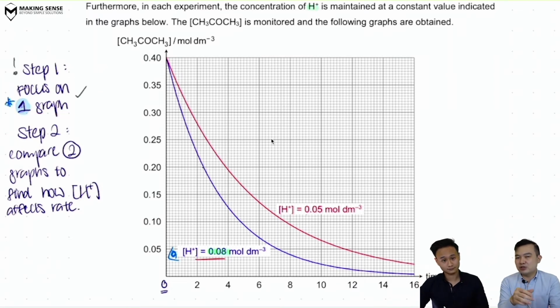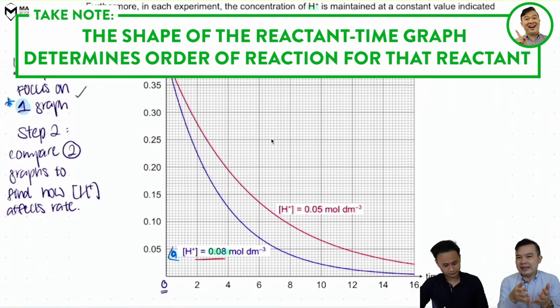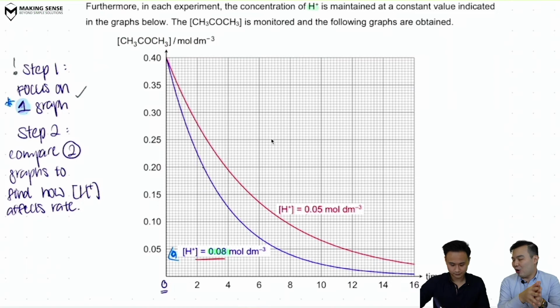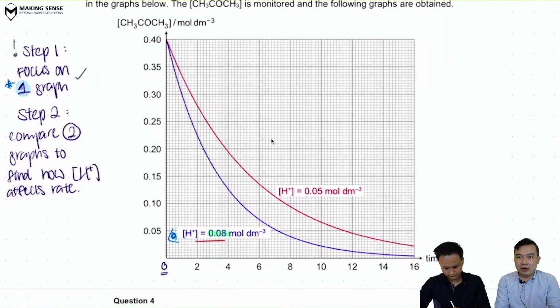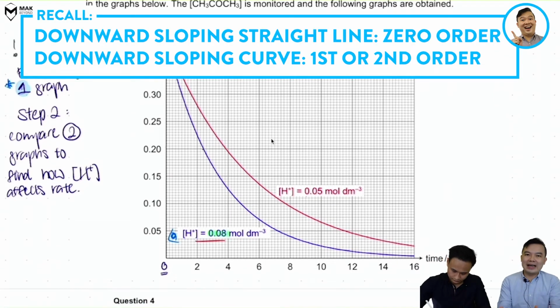The first step is to see the shape of the graph. Now, if the graph was a downward sloping straight line, Mr. Tim, what order do you think that will be? Downward sloping straight, zero order. Yes, that's exactly what we discussed just now, from the table on top. But this is obviously not a straight line. This is going to be a curve. So I need to suspect perhaps it's going to be first or second order.